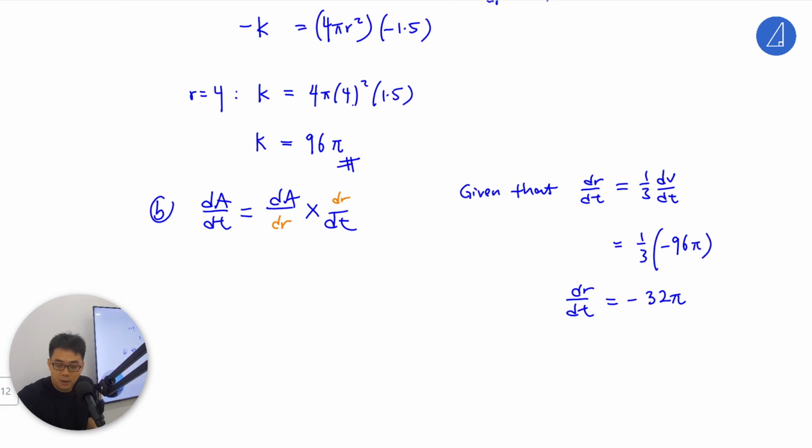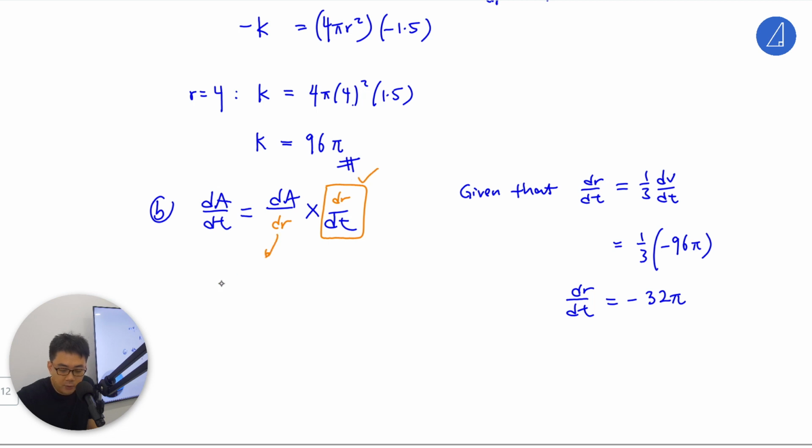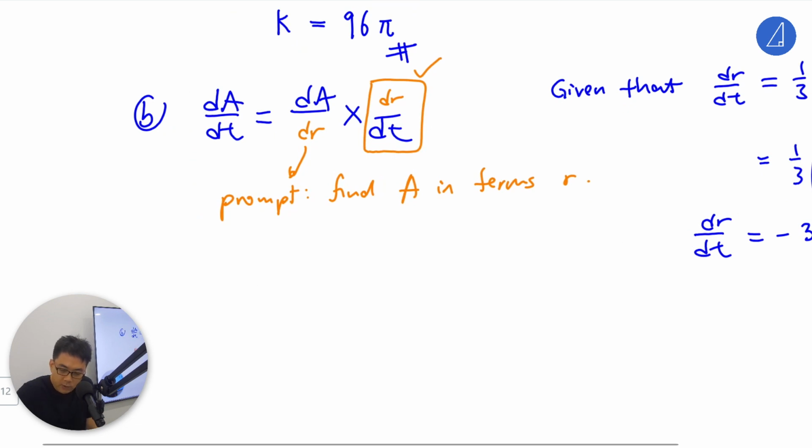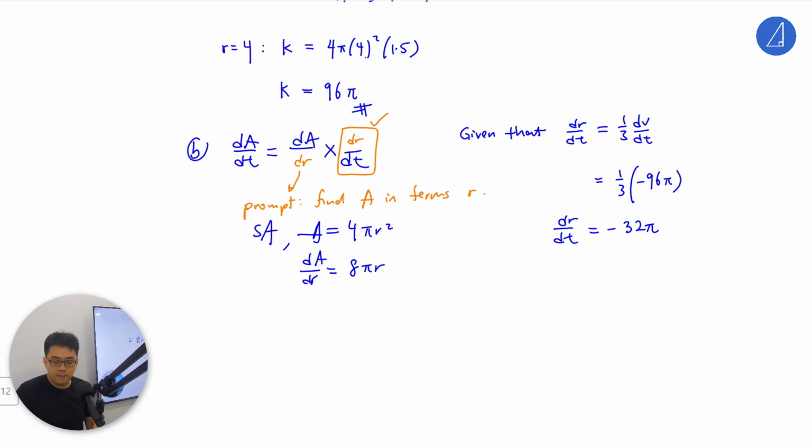Okay. You know that you have your dV/dt fixed. This prompts you to find what? Find A in terms of r. Guys, like I say, you just use chain rule, forever win. So A is equal to 4 pi r square, the surface area of a sphere. dA/dr will just be, there you go.